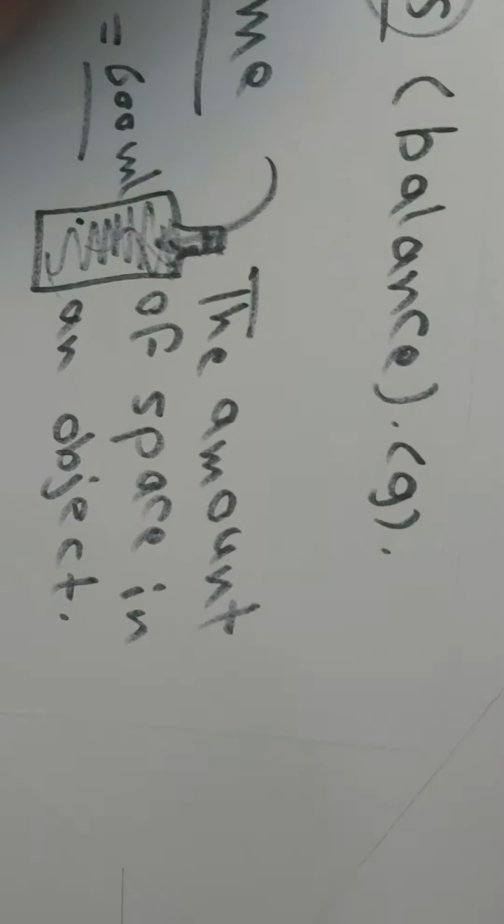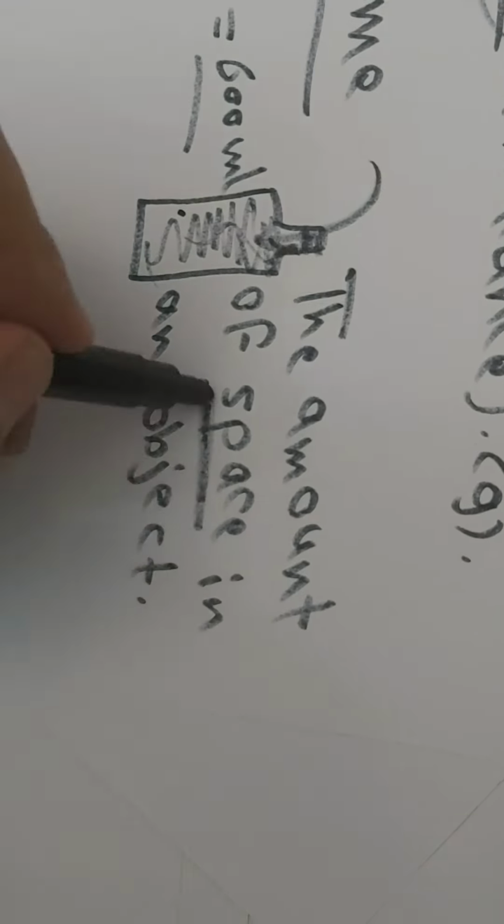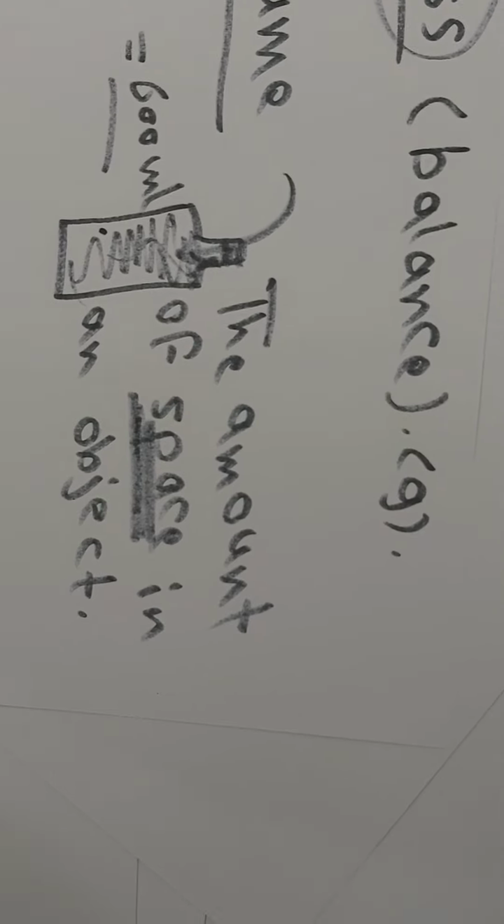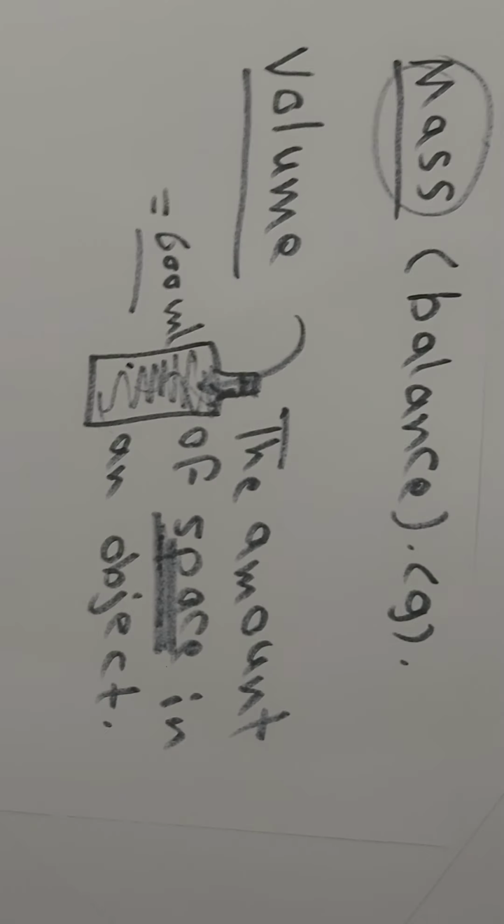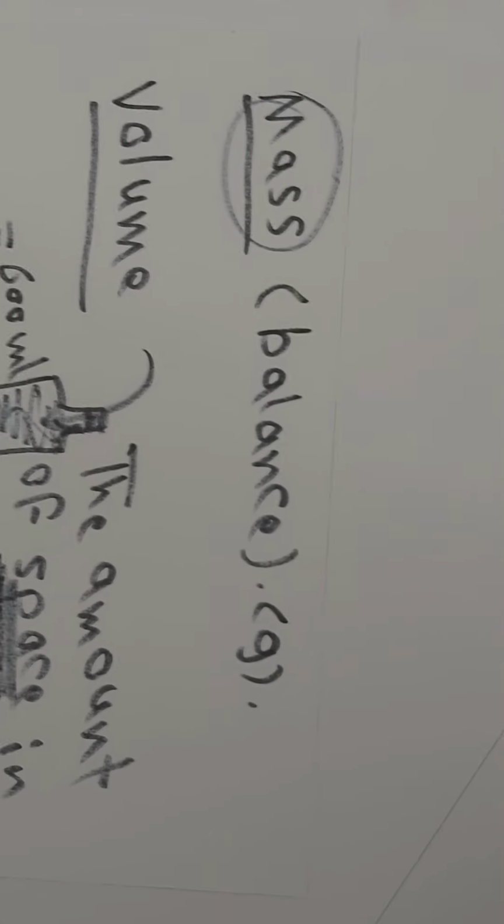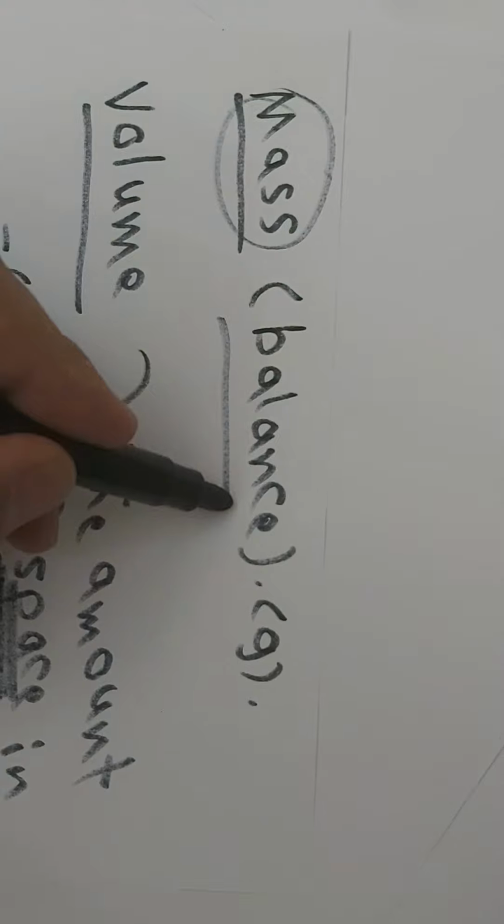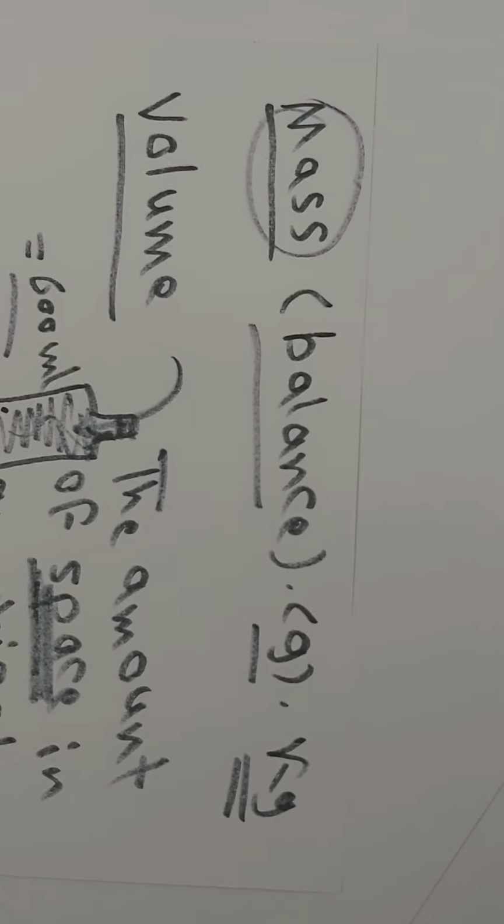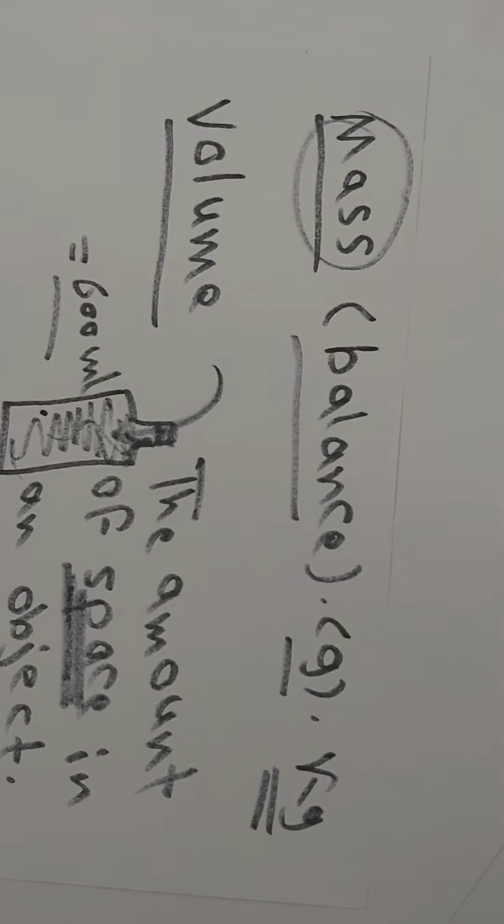The amount of matter means mass, and the amount of space means volume. The amount of matter, we call it mass, and the amount of space, we call it volume. Okay? Here, how to find or to measure volume? To measure mass, easy, by using balance, and we use gram or kilogram as units of mass. Okay? Now how to find the volume?